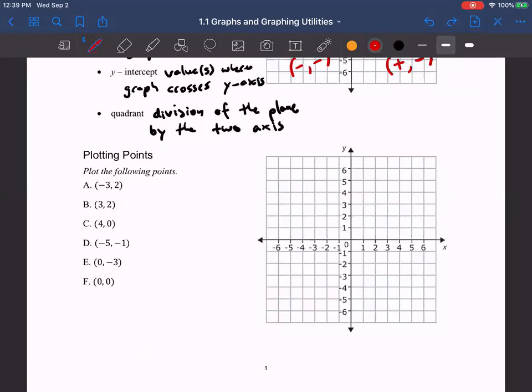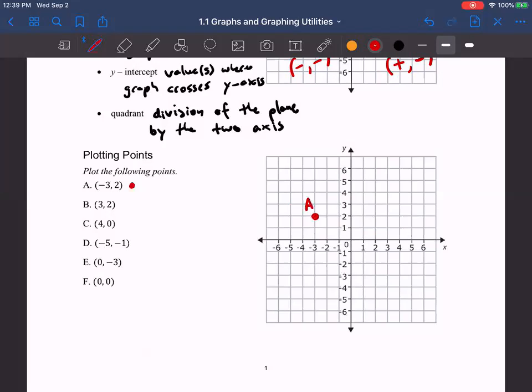So let's start with plotting the point A. This point A here is the ordered pair negative 3, 2. I'll do that point in red. What this is telling me is to go negative 3 in the x direction and then a positive 2 in the y direction. Just like that. That puts me into quadrant 2, right there at that point.